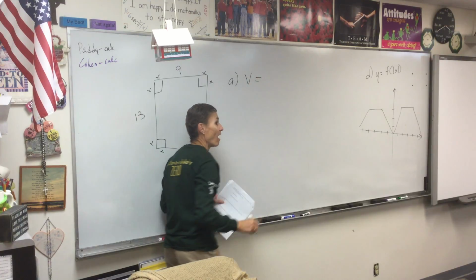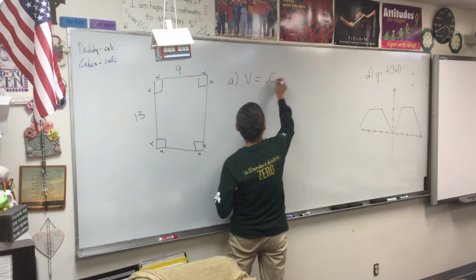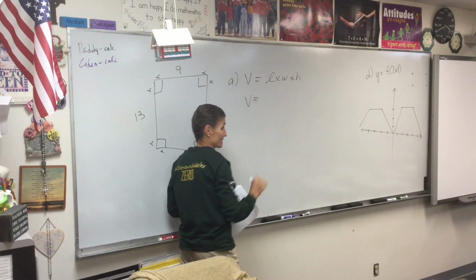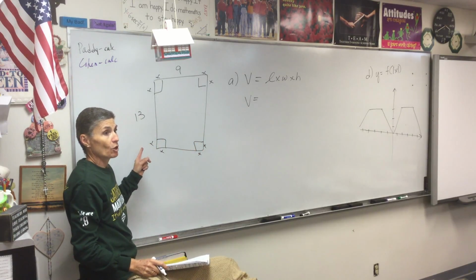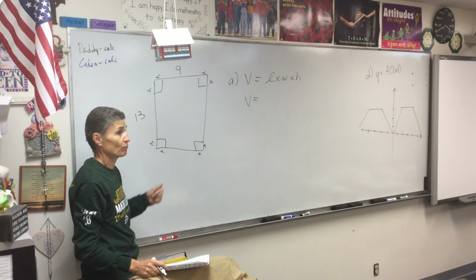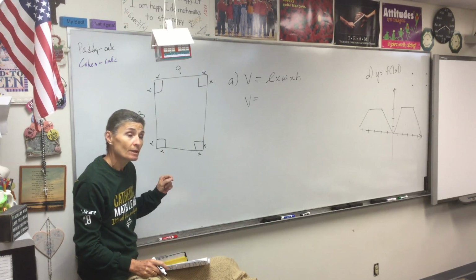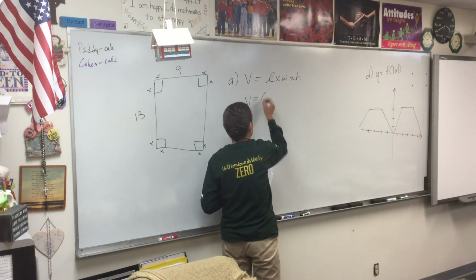V equals volume equals length times width times height. Now, if you put that down, I'm not going to give you credit for that. That's the idea, but you got to do it for this problem. So what is my length, width, and height for this problem? 13 plus 2x. Not 13 plus 2x. 13 minus 2x.